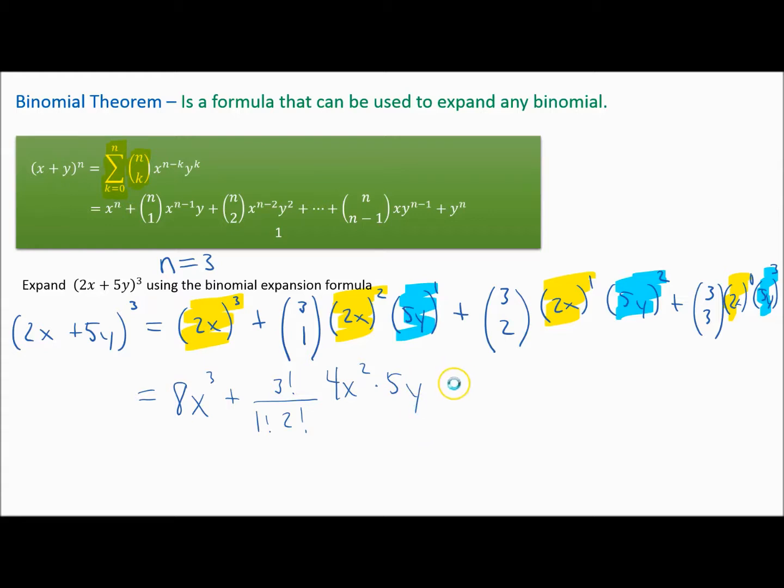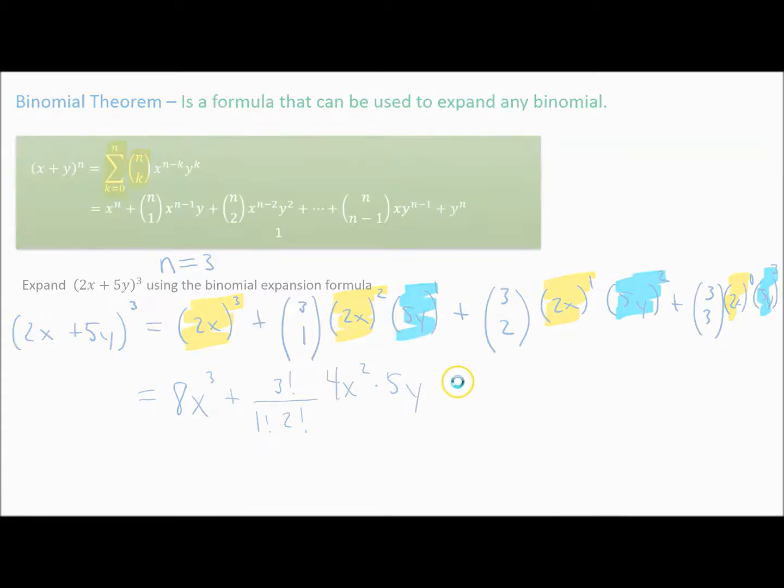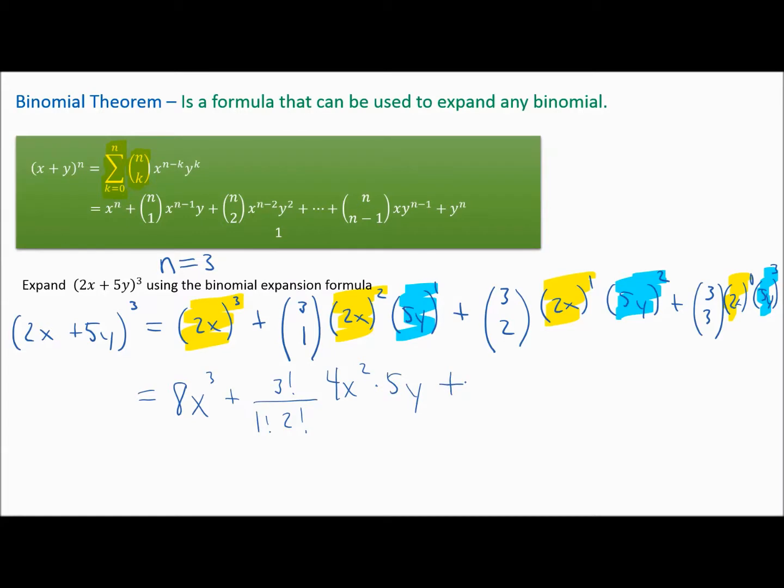All right, you hanging with me? Plus, then we have 3 choose 2, which means 3 factorial over 2 factorial, and then you subtract the 2 times 1 factorial. And then 2x to the first is times 2x.